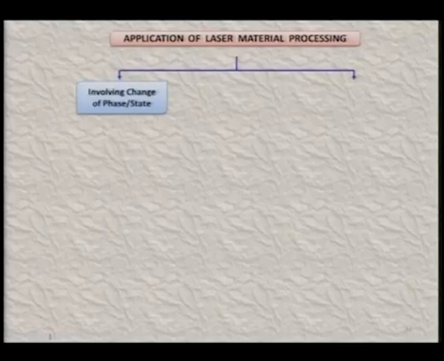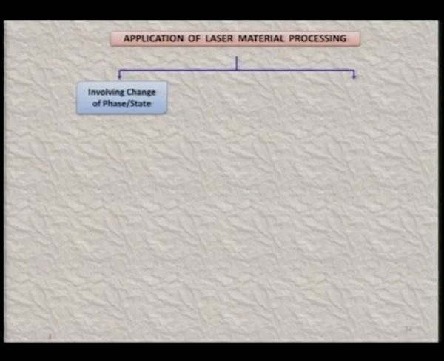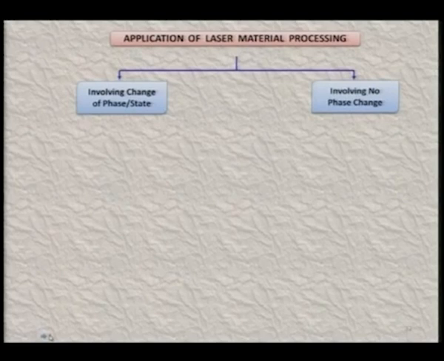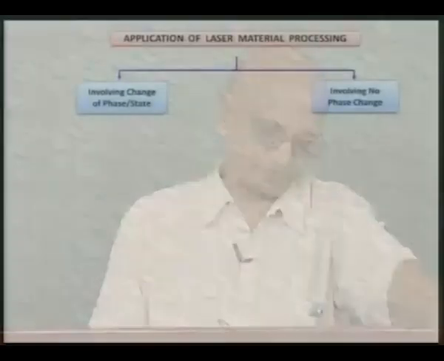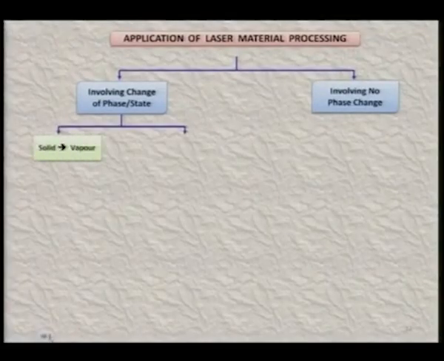Now, the applications of this laser beam are in materials processing. This material processing can be done in different ways. One of them involves a change in the phase or the state of the workpiece material that is being removed. That means the workpiece material is solid, then the material to be removed may change its phase. It may be in liquid state, it may be in the vapor state. Second type of applications are there where there is no change in the phase of the workpiece material, as we will see one by one.